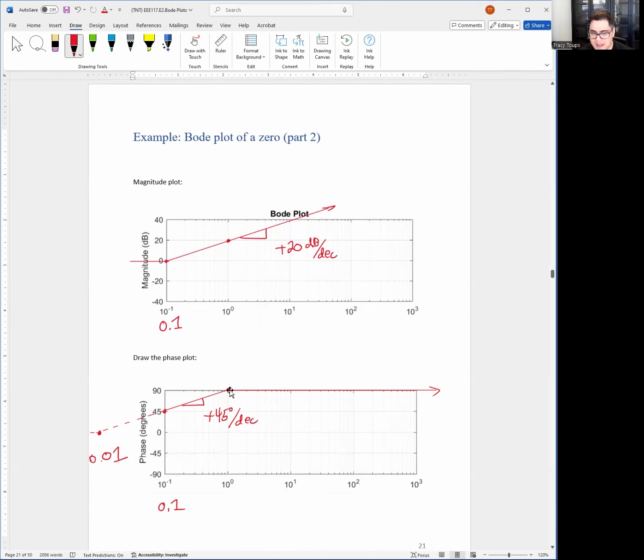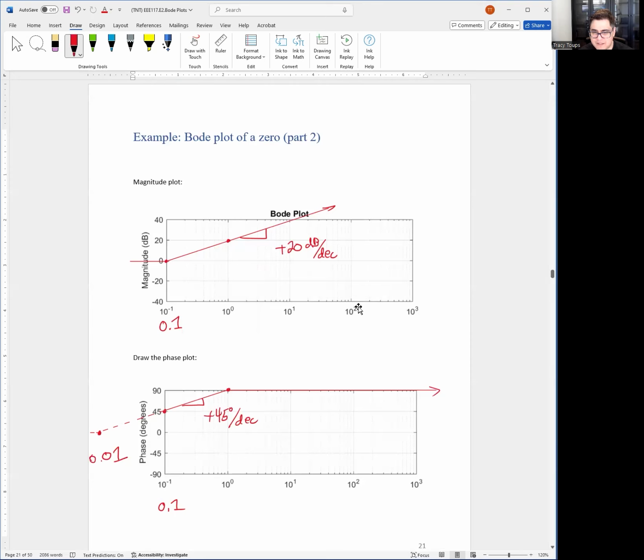Then we go a decade after to 1, and that's positive 90 degrees now, and it flattens out at 90 degrees. So notice it starts at 0 a decade before, at the zero it is 45, and the decade after is 90, and it flattens out. So the slope between these 3 points is positive 45 degrees per decade. Now, the big thing is, depending on where your 0 is, this is where the graph shows.